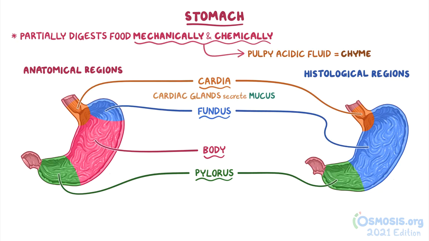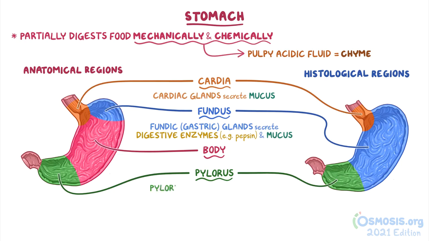This region of the stomach has fundic or gastric glands that secrete digestive enzymes such as pepsin and a protective layer of mucus. The pylorus is the most distal region of the stomach before reaching the pyloric sphincter. This region will have a combination of pyloric glands that secrete mucus and neuroendocrine cells that secrete gastrin.